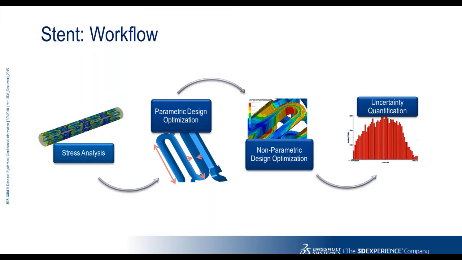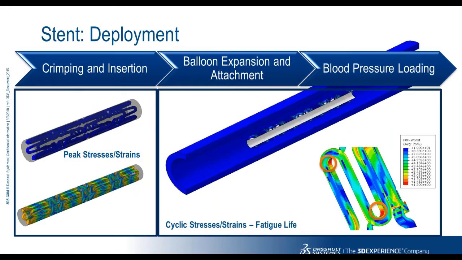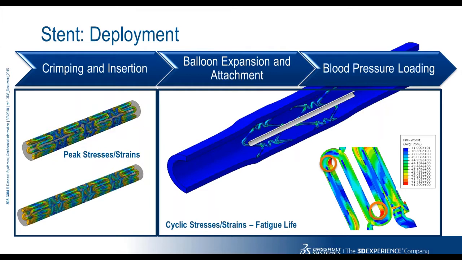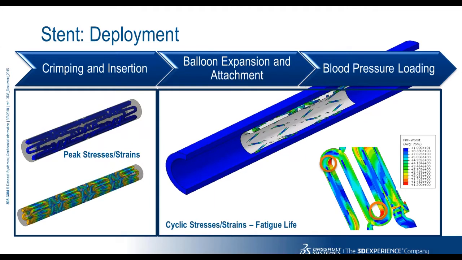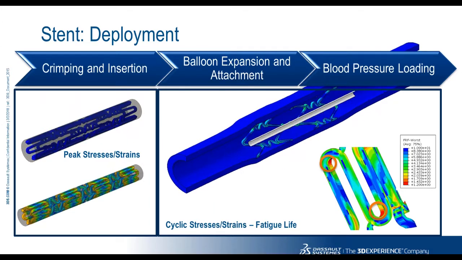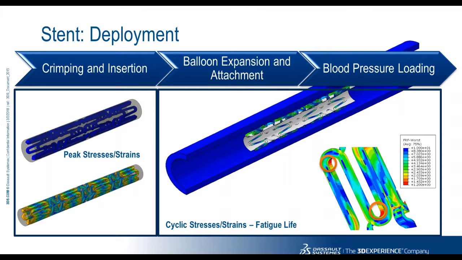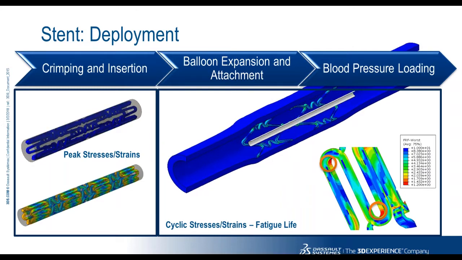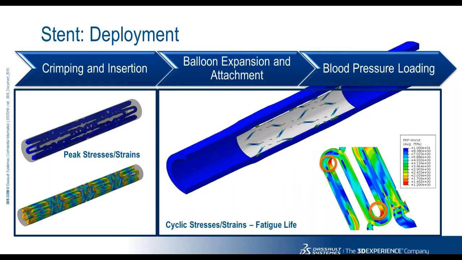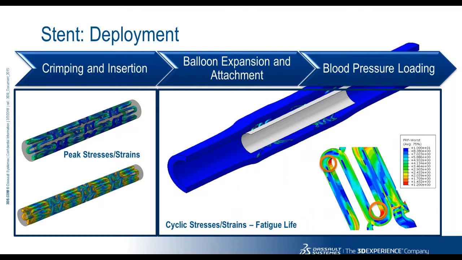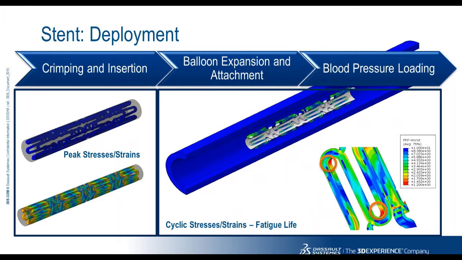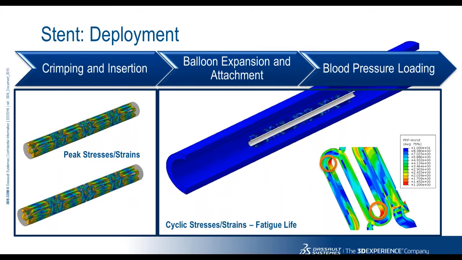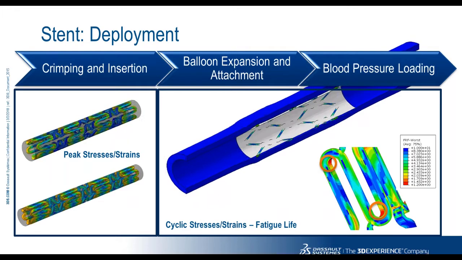So let's go a little deeper into this. In this example, we begin by simulating the crimping and insertion of the stent into the artery, which could be a peripheral or coronary artery. We then simulate its in situ deployment via balloon expansion, and then of course apply the pulsatile blood pressure loading, which is what it experiences while in situ, and examine the cyclic stresses and strains experienced by the stent, which will determine its fatigue life. The red circles here indicate the hotspots most susceptible to fatigue failure.